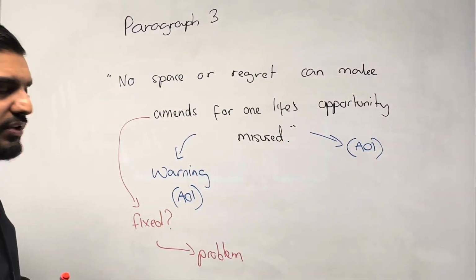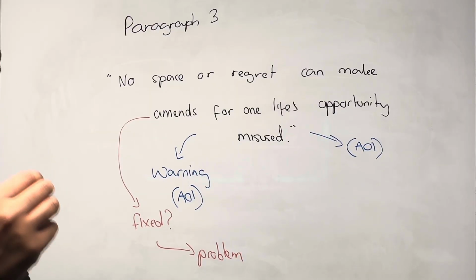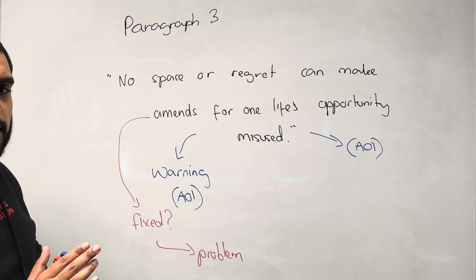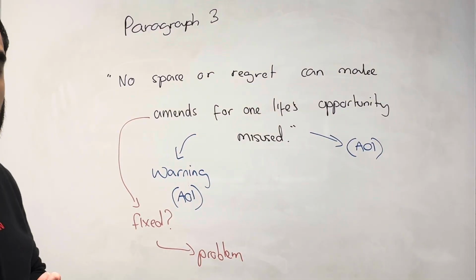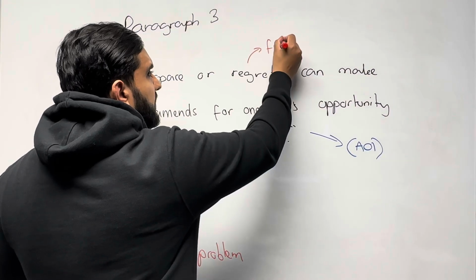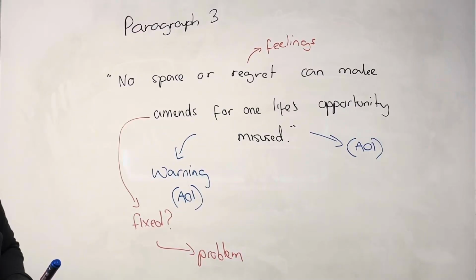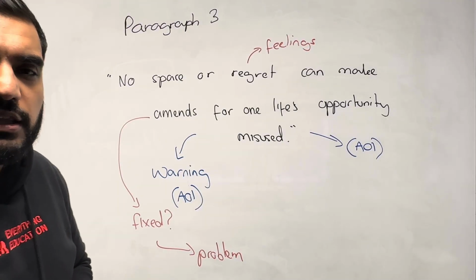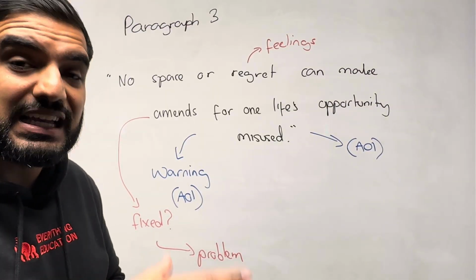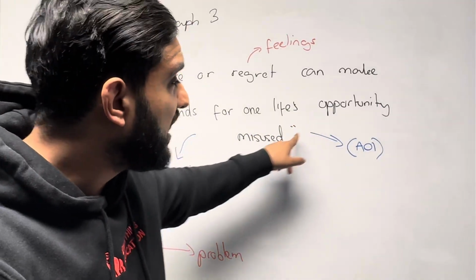Guys, what is this quote saying? No space or no regret can make amend for one life's opportunity misused. Now guys, I want to start by looking at the word regret. Here is feelings. The first part you want to talk about is this. The writer is saying that no matter how bad you feel, no matter how sorry you feel for what's happened, it will never fix a life in which opportunity has been misused.